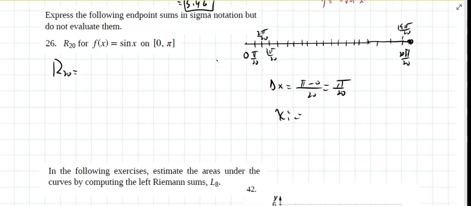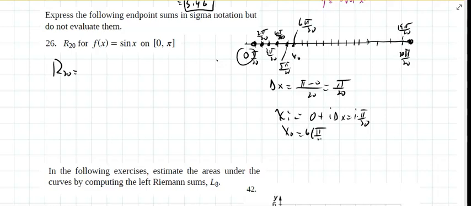And x sub i will be the starting point, which is 0 plus i times delta x. So it's i times pi over 20, and we can check again. This is x1, x2, x3, x4, x5. Let's say we want to find x sub 6. It should be 6 pi over 20. Well, if you put x sub 6, that's 6 times pi over 20, which is 6 pi over 20. So there we go. It does work, of course.